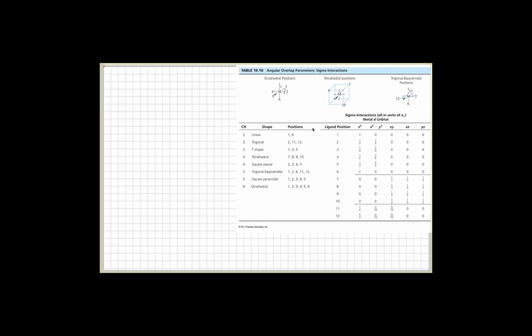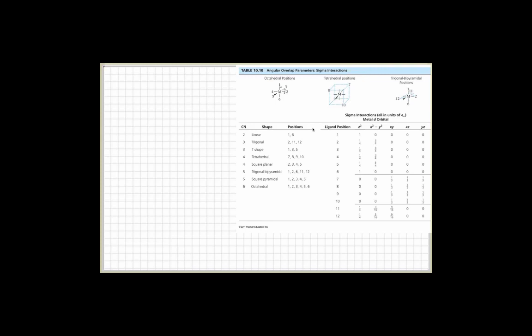The reason this approach is so nice is because it can handle a lot of different geometries and in fact take into account both sigma and pi bonding interactions to pretty quickly generate molecular orbital diagrams of the orbital energies for the metal complex. So in this example, we're going to first just consider sigma bonding interactions. This table is from your textbook. It's table 10.10, angular overlap parameters for sigma interactions only.